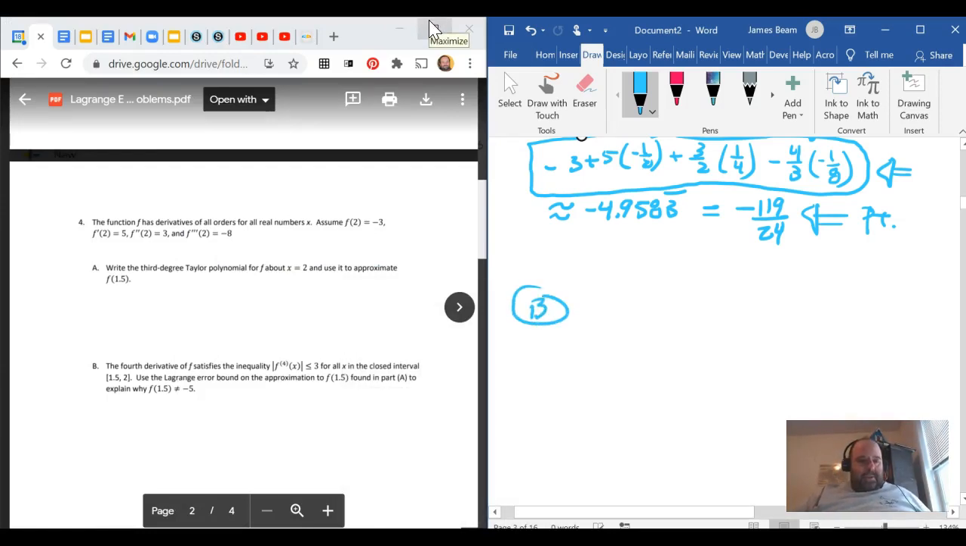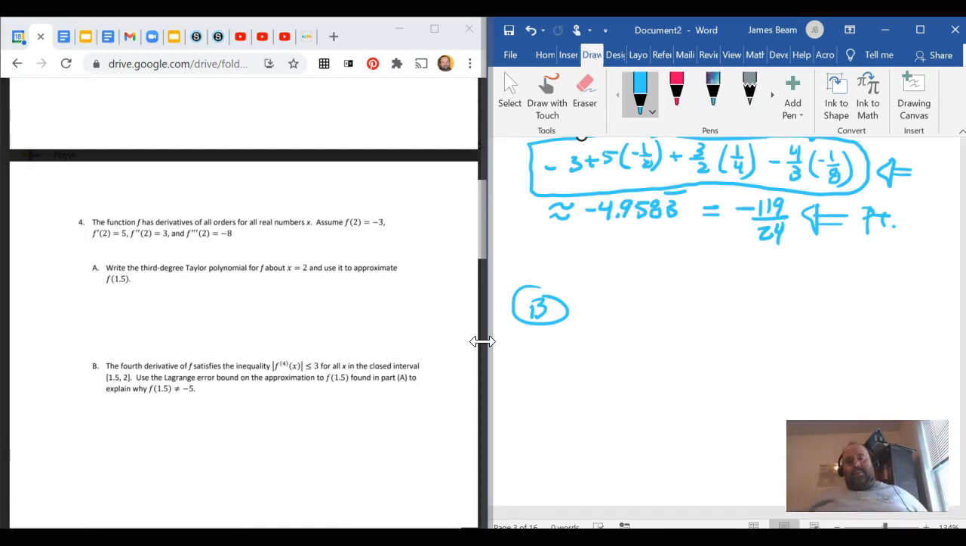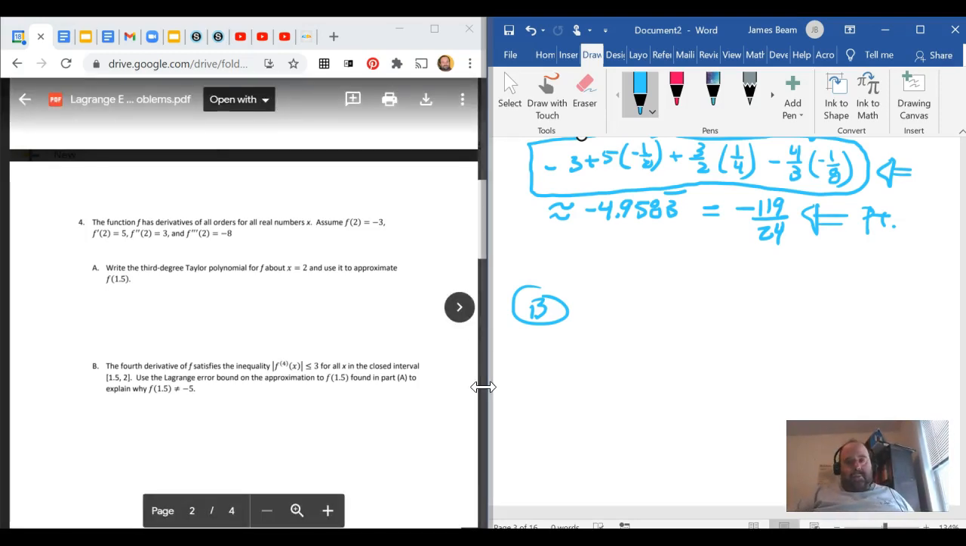Part B says we know that the fourth derivative on the interval is bounded by 3, and that's the interval in question, right? Because the center's at 2, and my point of interest is at 1.5, so this thing maxes out at 3. Okay, so I have that, and then I want to bound my approximation for f of 1.5.